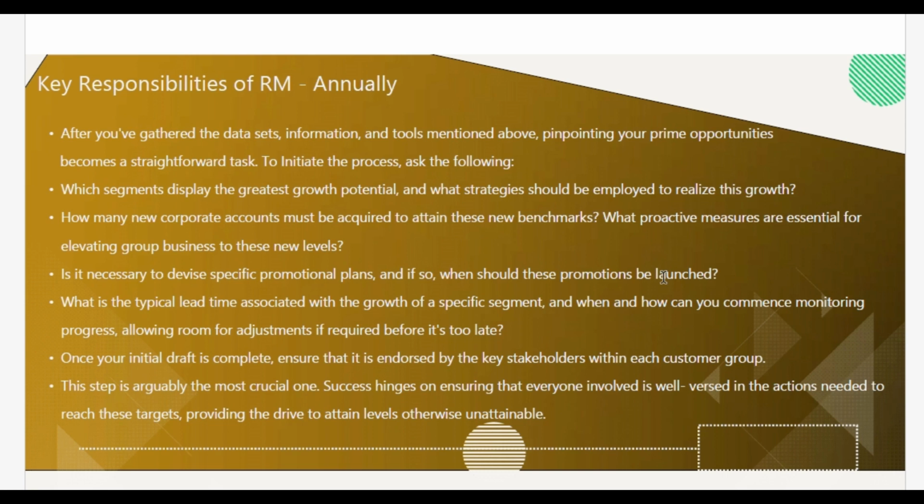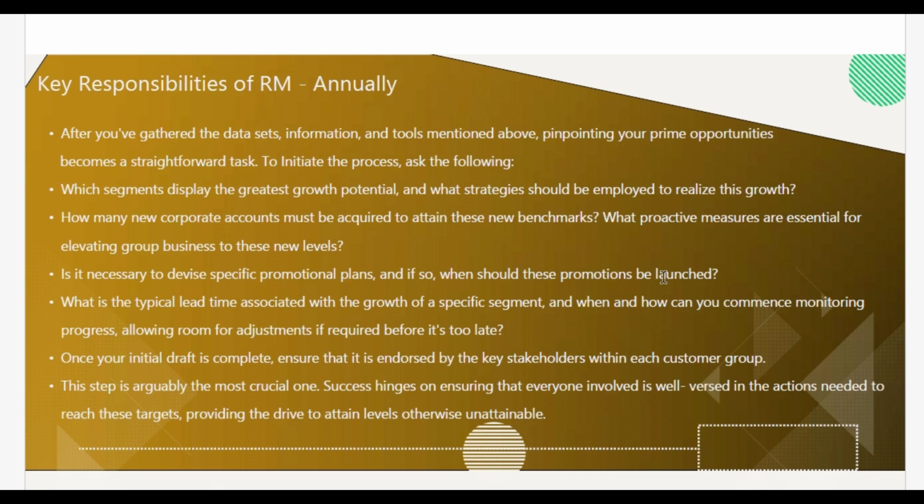So, after you have gathered the data sets, information, and tools mentioned above, pinpointing your prime opportunities becomes a straightforward task. And to initiate the process, you need to ask the following questions, as this will help you build a really good demand calendar, basically, and you'll have a realization based on different factors which we are going to discuss.